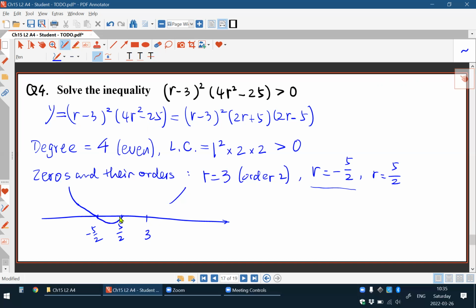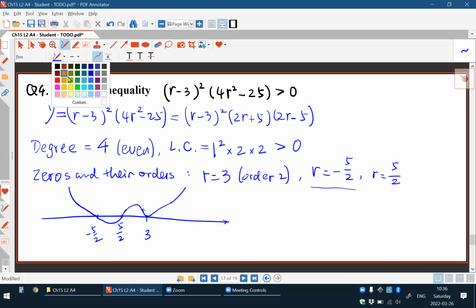Then go to the next point, also with order 1. Order 1 is an odd number, so it will change sign here, right? From positive to negative, from negative to positive. Then it will go all the way to the next 0 at r equals 3. Because the order is 2, which is an even number, it does not change sign. So before this 0 it is positive, and after this 0 it will also be positive. That means it bounces back, then connects to its end behavior. So basically we'll have a shape like this.